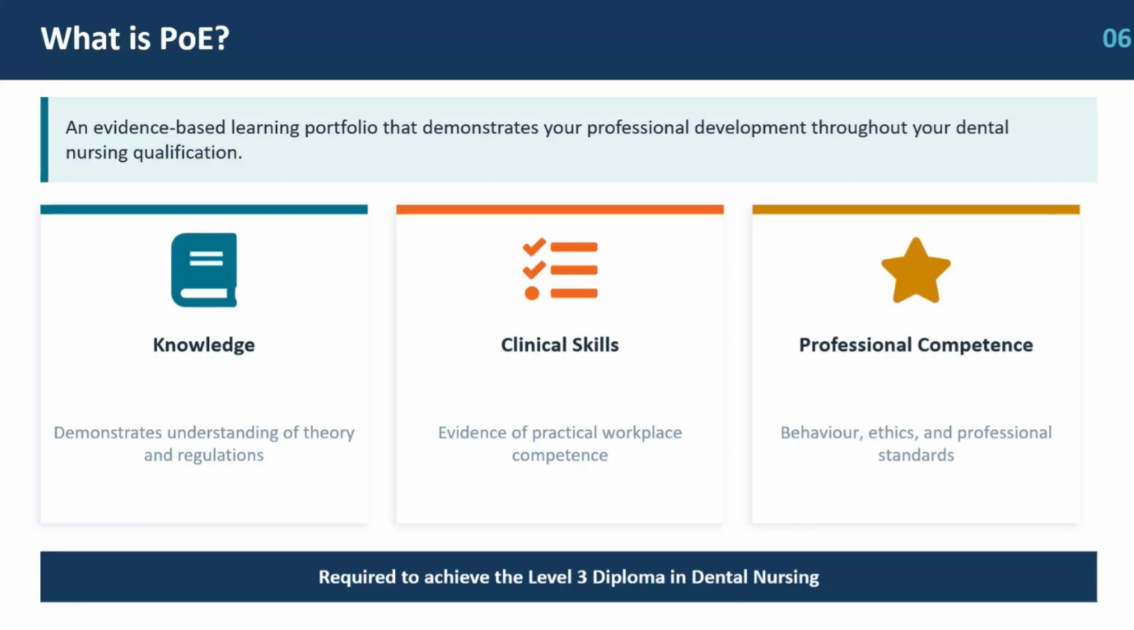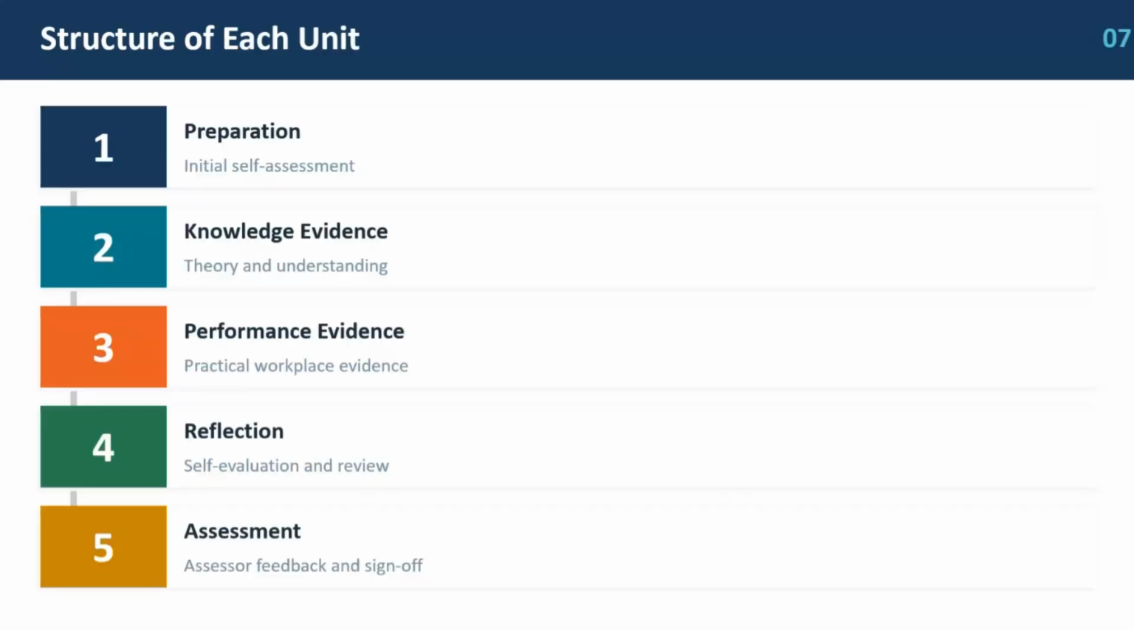Also, this is very important to understand: your PoE is a requirement to achieve your Level 3 diploma. If your PoE is incomplete or not up to the standard, you will not be able to pass the exam. So you should take it seriously from the beginning and keep working on it regularly. Next, we will be moving towards the structure of units. Each unit has 5 sections. First is the preparation, second is knowledge evidence, third is performance evidence, fourth is reflection, and fifth is assessment.